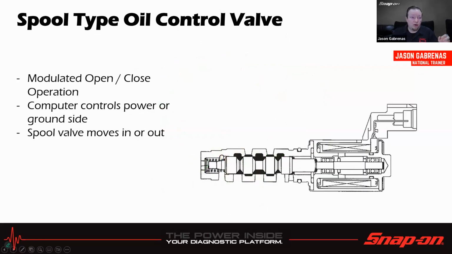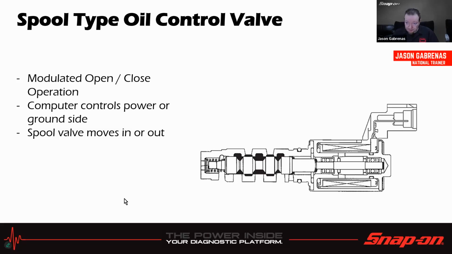To make the oil go where we need the oil to go, we're going to have a couple different oil control valve types. So the first one is a spool type valve. So you oftentimes see these sticking in the top of the head or whatever. And it's got this little spool in the middle. And it's modulated, open or closed. It can be just moved back and forth. The computer controls either the power or the ground side, depends on the manufacturer's discretion. And like I said, the spool valve moves in or out depending on how they're controlling it, how they're opening and closing it.